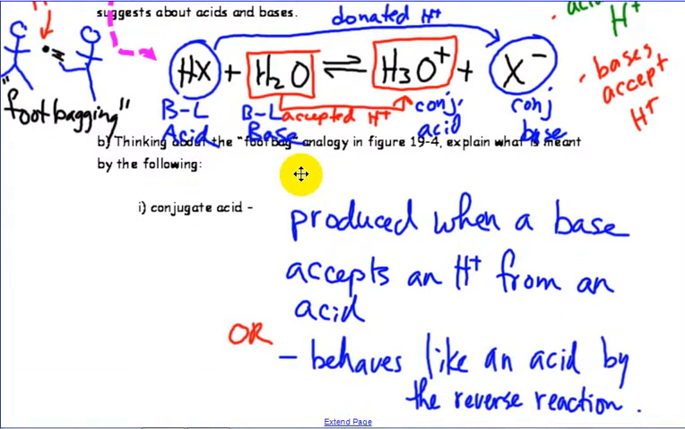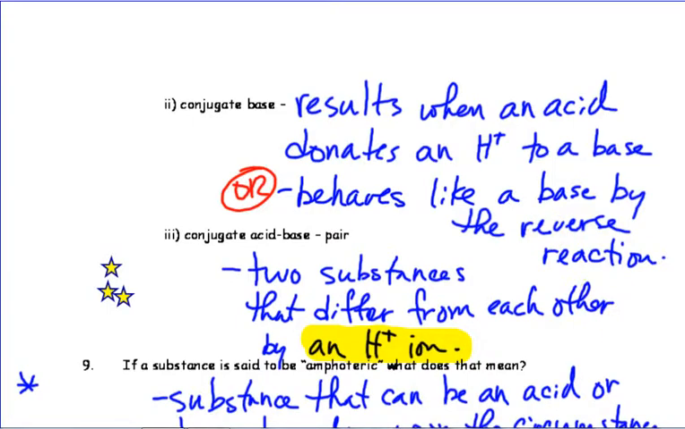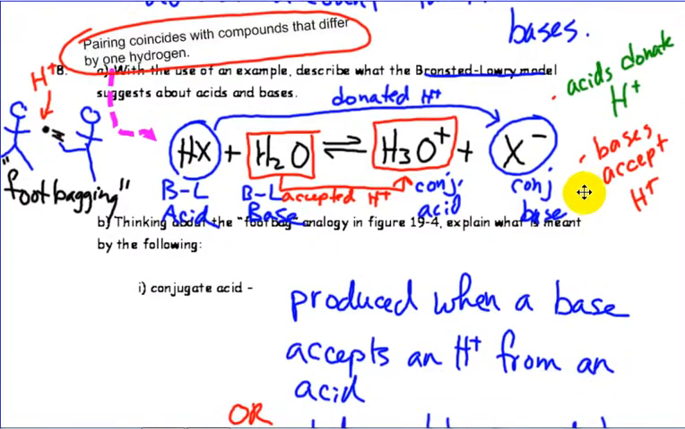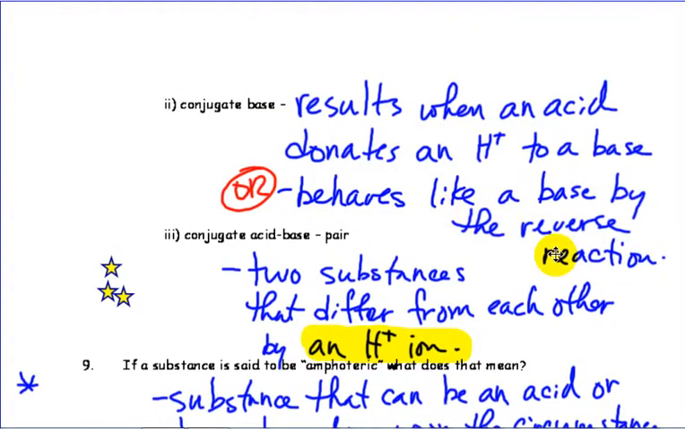So thinking about that, how do we define these? A conjugate acid is produced when a base accepts a hydrogen, or we can think about it backwards: it behaves like an acid when going in the reverse reaction. So I have two ways of describing that. Whereas a conjugate base is something that results when an acid donates a hydrogen, or you can say in the reverse reaction, it behaves like a base. So all of those are the same.